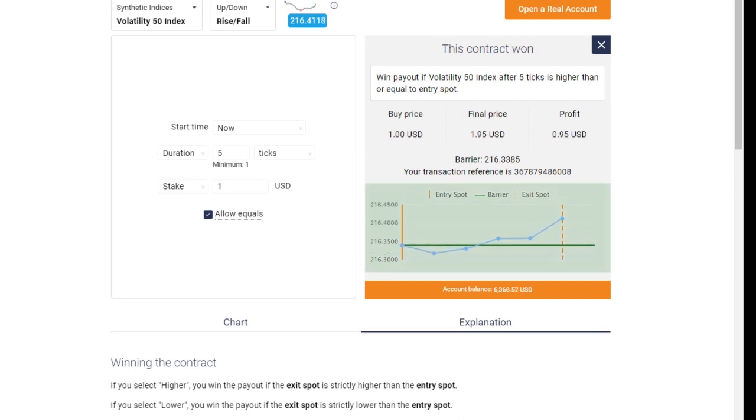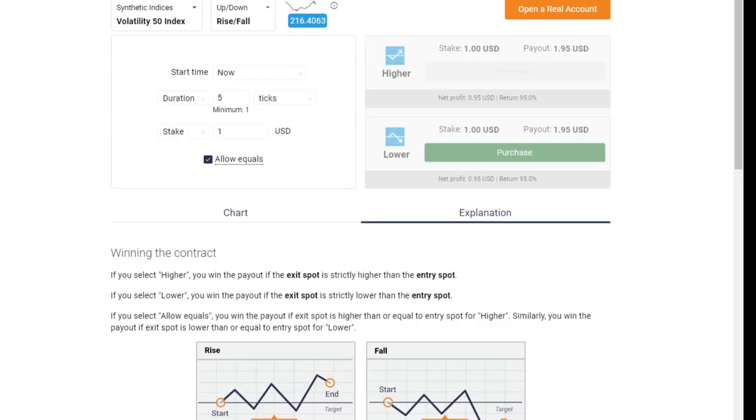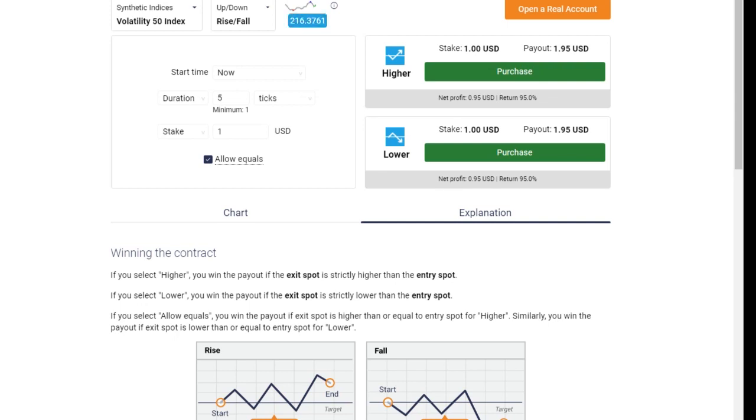We have won that trade. Make sure not to trade continuously with this strategy. And also do not use the same number combination over and over again, which means I entered the trade when I got 6 and 3, and I am not going to enter a trade if I get 6 and 3 again.